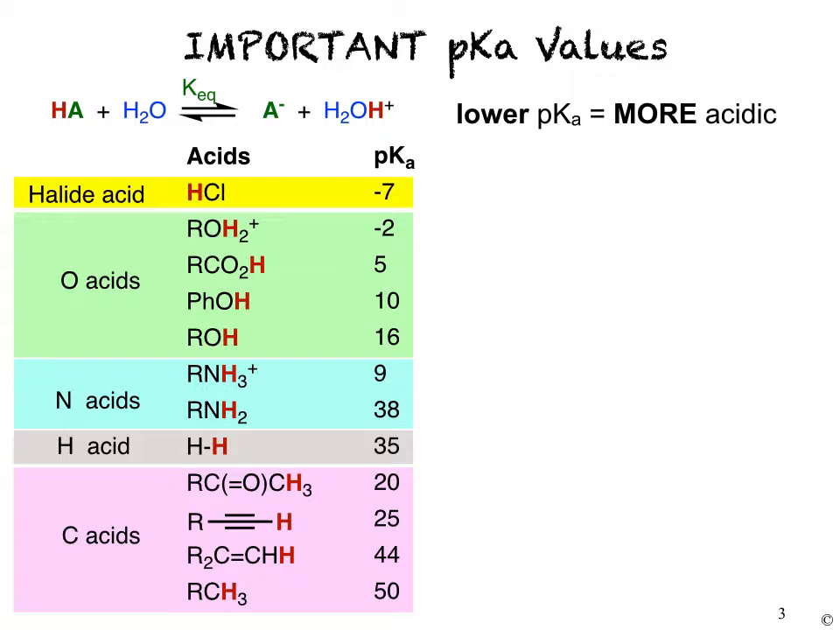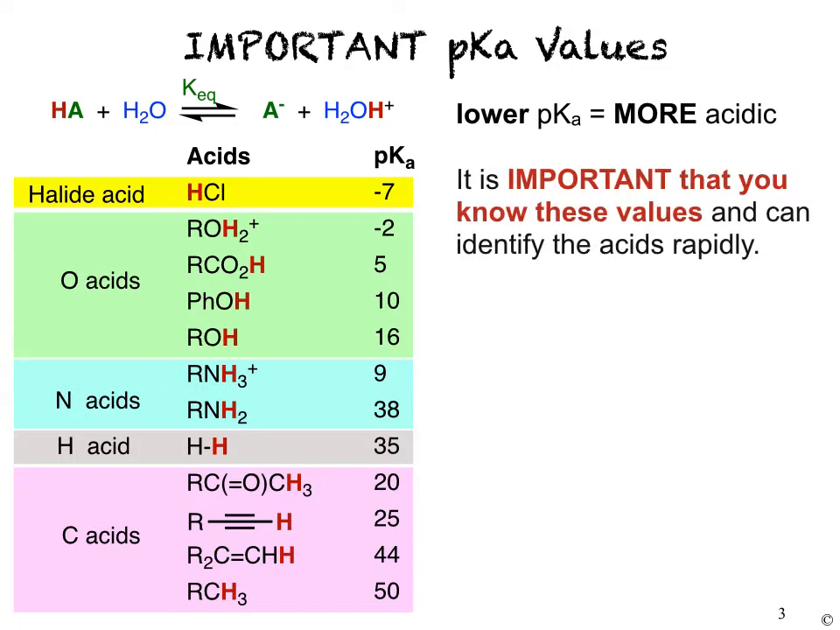The next acid is a hydrogen acid, that's H2, pKa of 35. The next ones are carbon acids. We're going to lose the protons from the carbons that are shown, and the pKa's vary from 20 to 50. We'll see some variances for carbon acids later, but these are the most important ones. Actually, all of these are important. I think there's 11 or 12 on here. I want you to memorize all of these. Know both the structure of the acid and the corresponding pKa on the right-hand side.